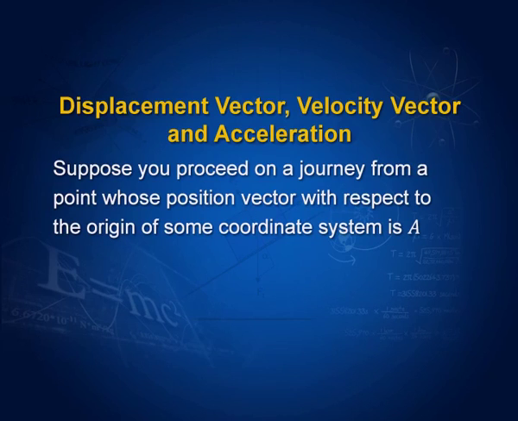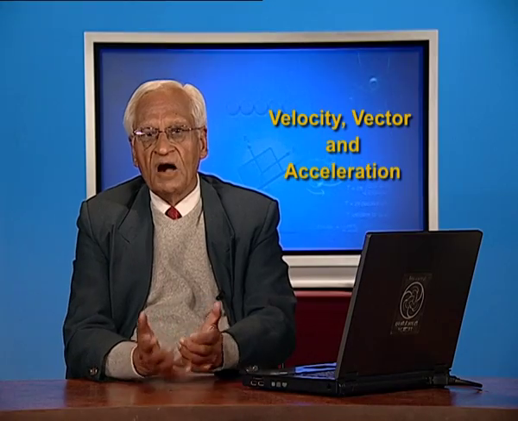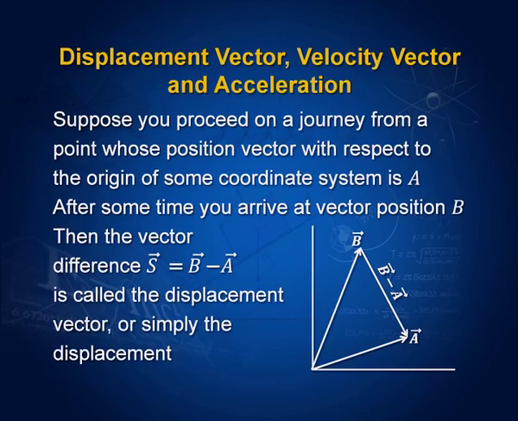Suppose you are at the point A, whose position is given by this vector A from the origin to the point where we are located. This is vector A. So, our position vector is A. After some time, suppose we reach the position vector B, then the difference between B and A is known as the displacement vector. Let me show you by this animation.